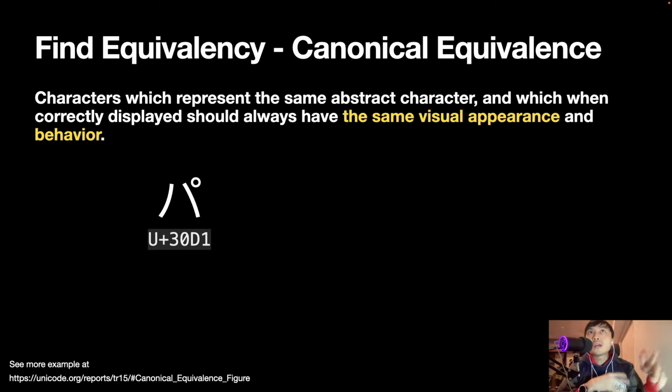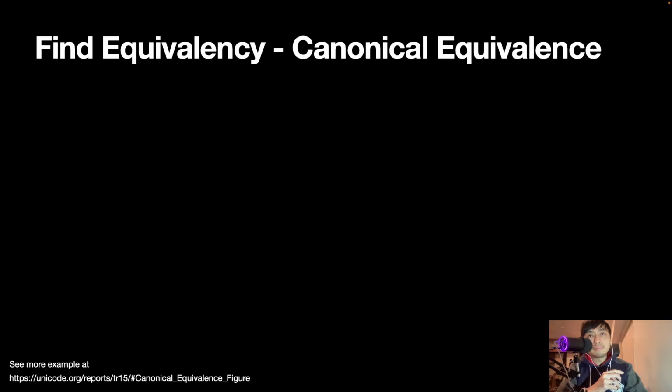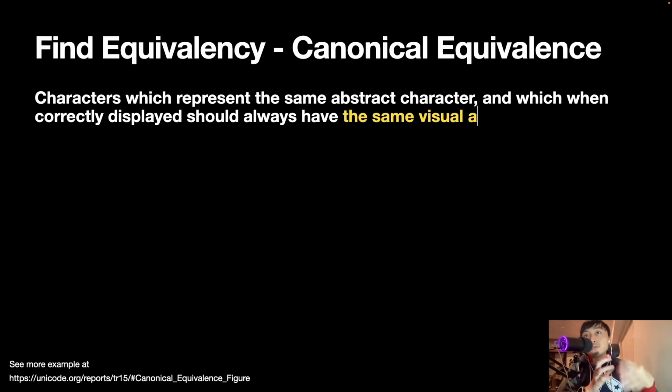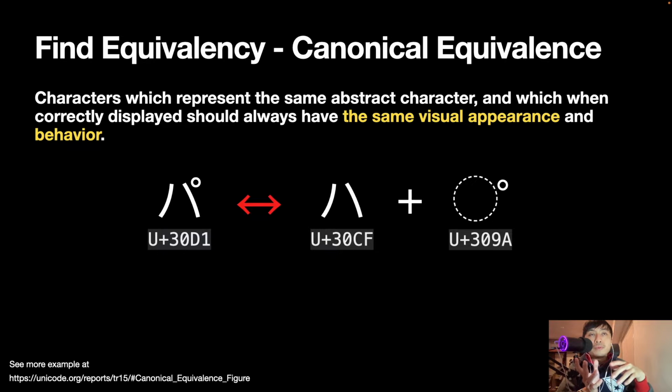And if we do canonical equivalence conversion, it becomes 2 characters, because if you look closely, it's basically a combination of 2 characters. The first one is kana ha, and the second one is the voicing symbol that makes ha change to pa. And this is bidirectional, so you can convert from the left to the right, and you can convert from the right to the left.